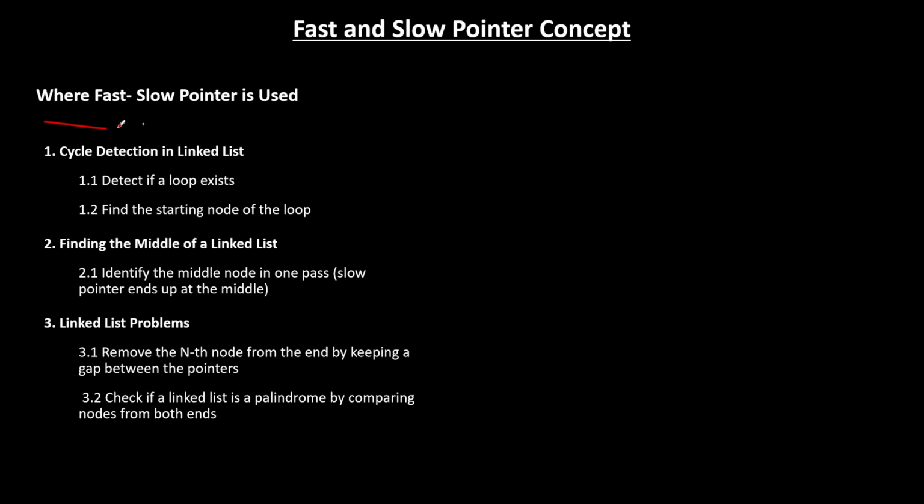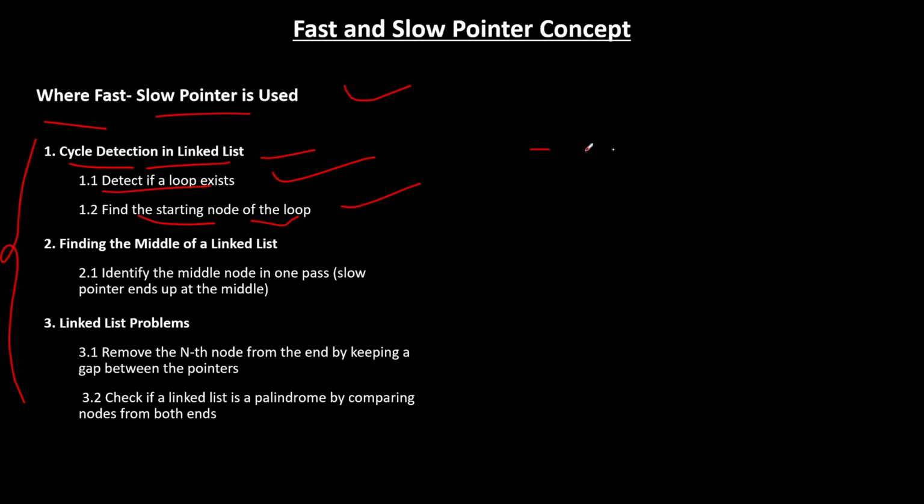Now, where are the fast and slow pointers used? I have taken some examples. It is used in cycle detection, detecting a loop if it exists, and finding the starting node of the loop. Okay, you have detected the loop using the slow and fast pointers, but what was the value? Using this concept, you can find the value also.